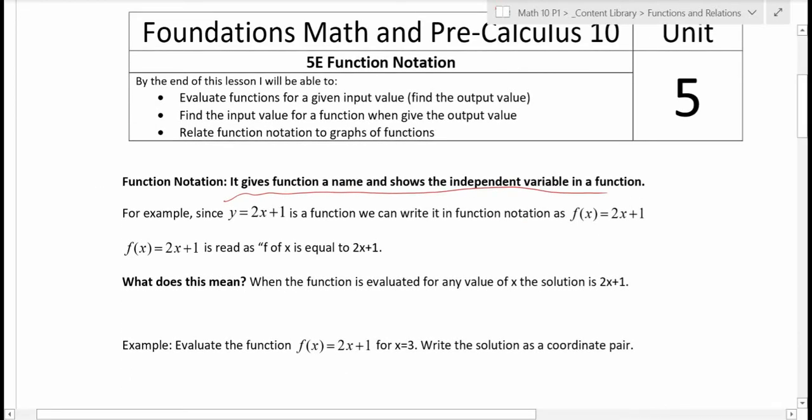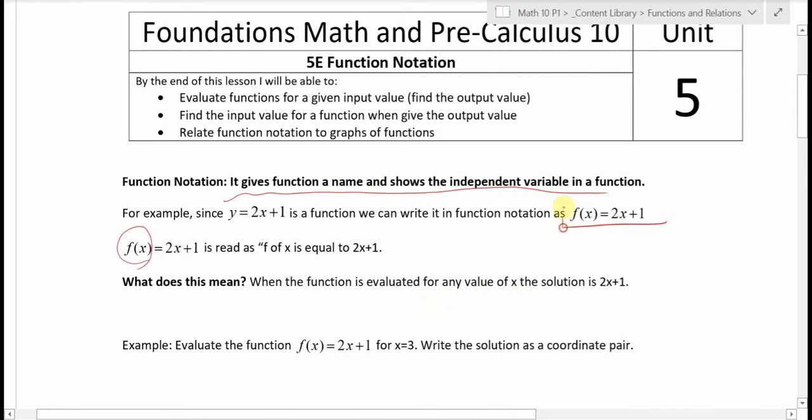For example, since y equals 2x plus 1 is a function, we can write it in function notation as f of x equals 2x plus 1. To read this, you read it as f of x, and it is equal to 2x plus 1. Now, what does that mean? It means that when the function is evaluated for any value of x, the solution is 2x plus 1.